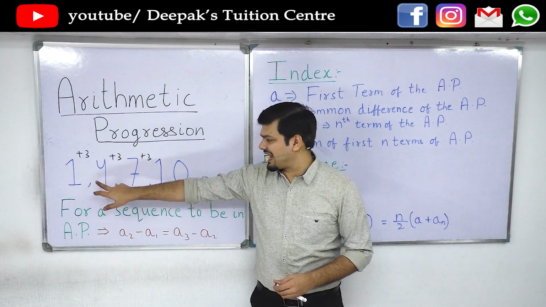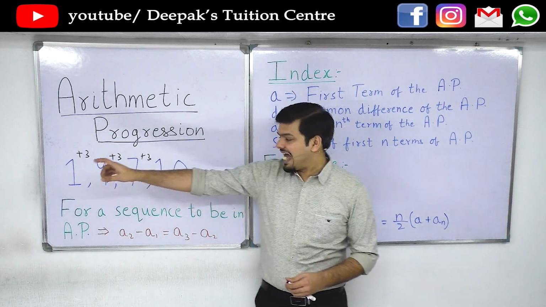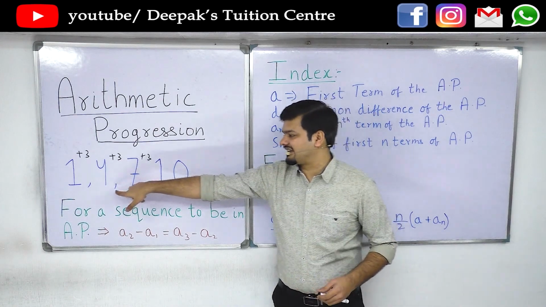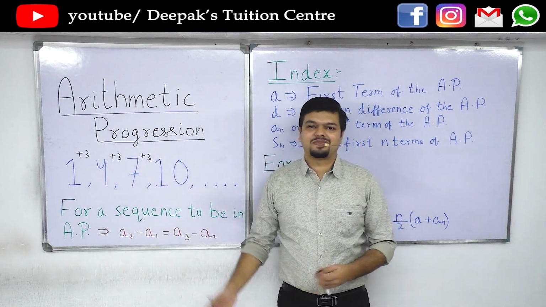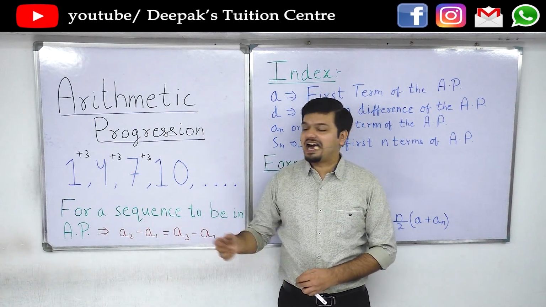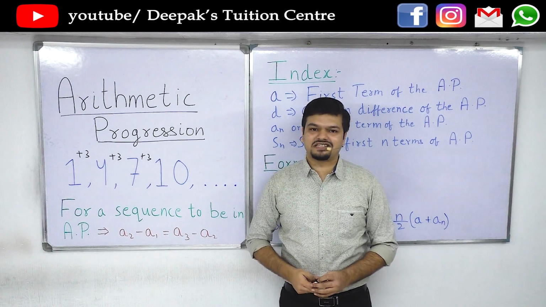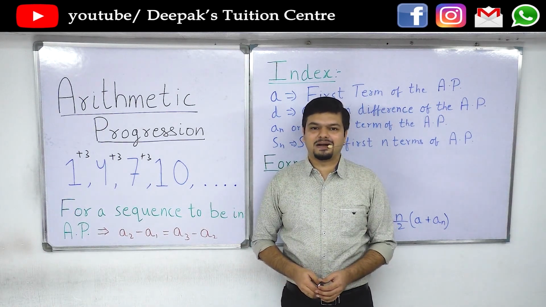That is, if you subtract the first term from the second term, you get a certain difference. And if you subtract the second term from the third term, you get another difference. If the difference is the same, then we can say that the particular sequence is progressing arithmetically. And if the difference is not the same, then we can say that the sequence is not in arithmetic progression.